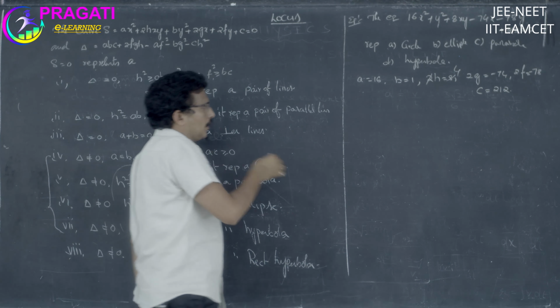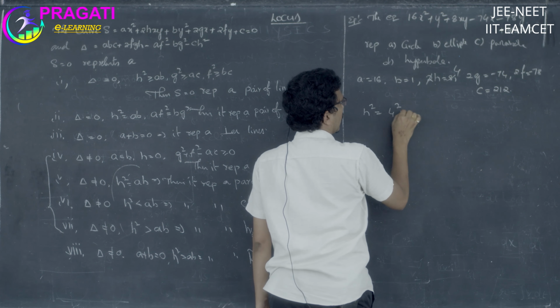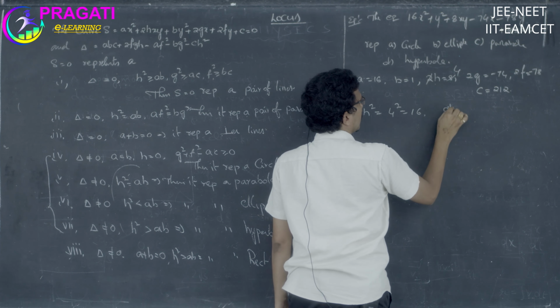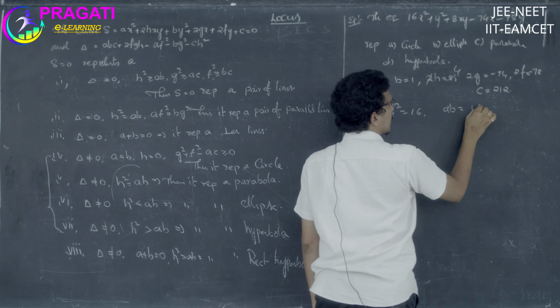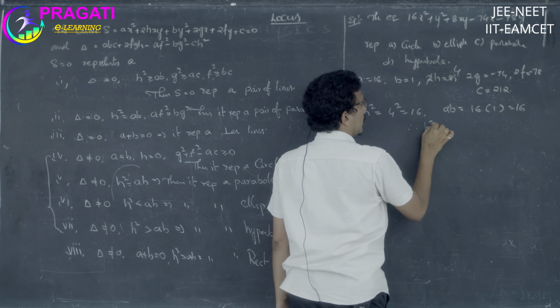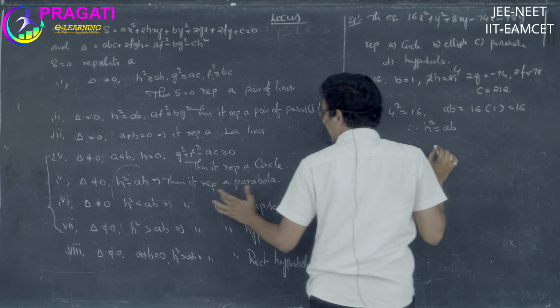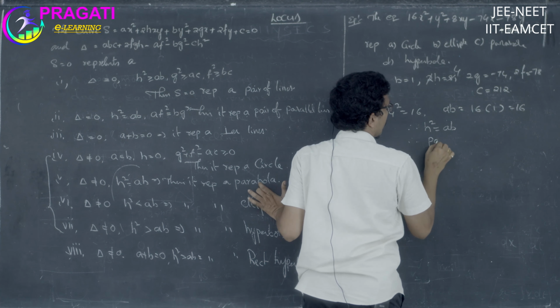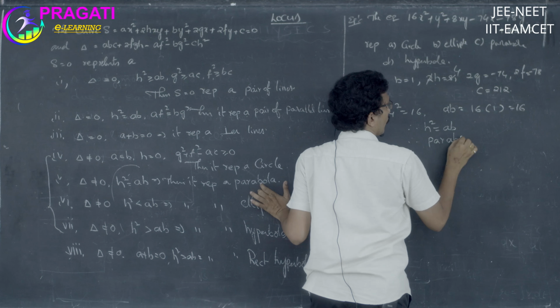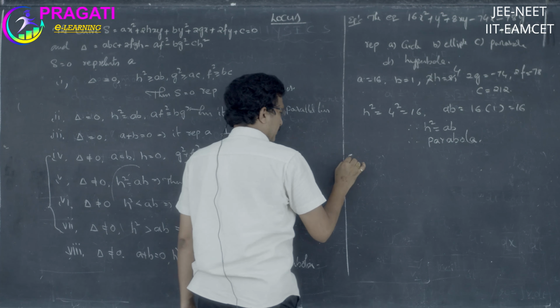So the remaining three are to be identified by using these conditions. First of all, write h square. H means 4 square, that means 16. AB, A means 16, B means 1. Therefore, h square is equal to AB. H square is equal to AB means it represents a parabola.